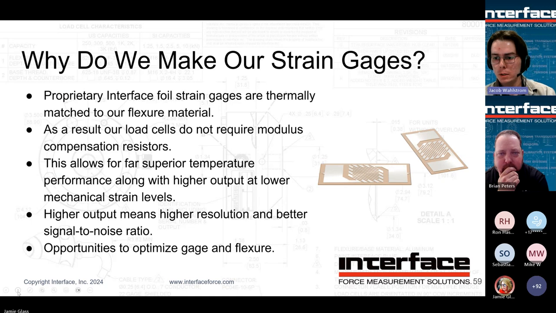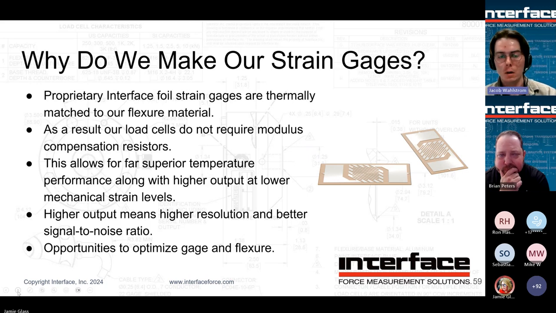Why do we make our own strain gauges? I actually think this answers a question in the chat: is the modulus compensation done in the load cell by Interface, or in the cable and signal conditioning? That's a good question. At Interface, we make our own gauges, we heat treat our own foil, and we're able to thermally match the performance of the strain gauge to our materials. So we do that in-house. We qualify every lot of gauges for these characteristics, and that's pretty unique.